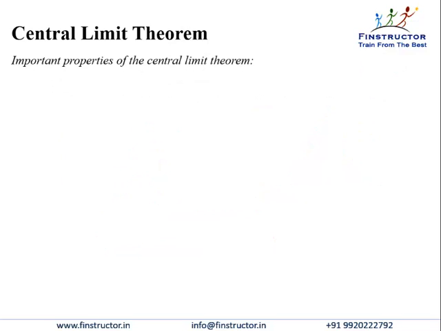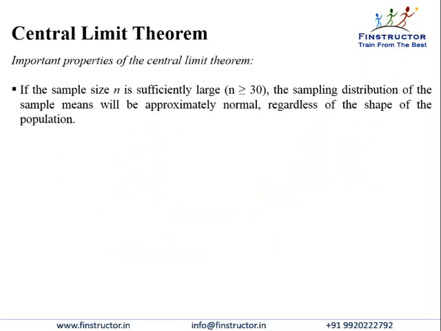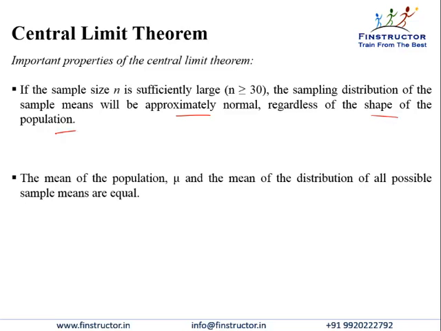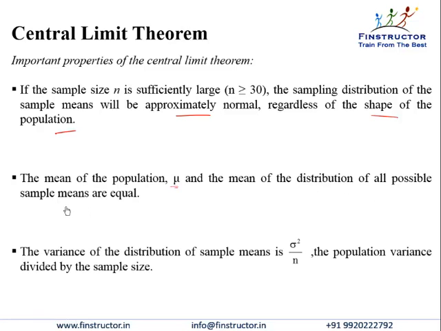Now, if n is sufficiently large, the sampling distribution will be approximately normal regardless of the shape of the population. The mean mu of the population and the mean of the distribution of all possible sample means are equal. The variance is sigma square by n, that is the population variance divided by the sample size. Just a review of the central limit theorem.